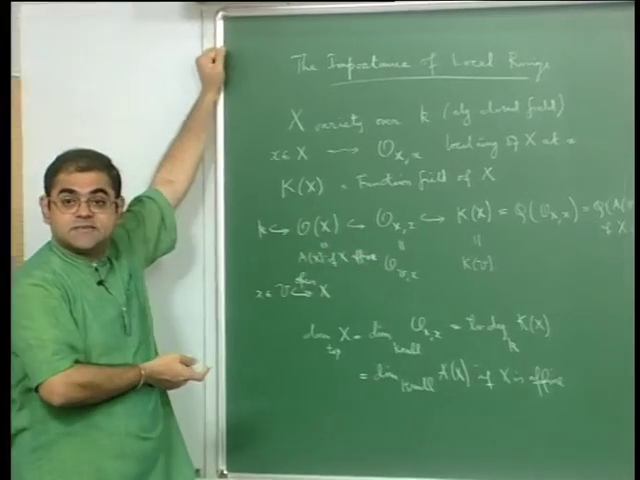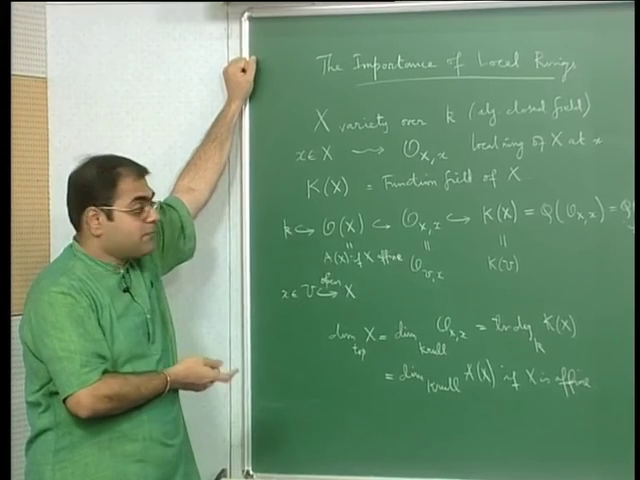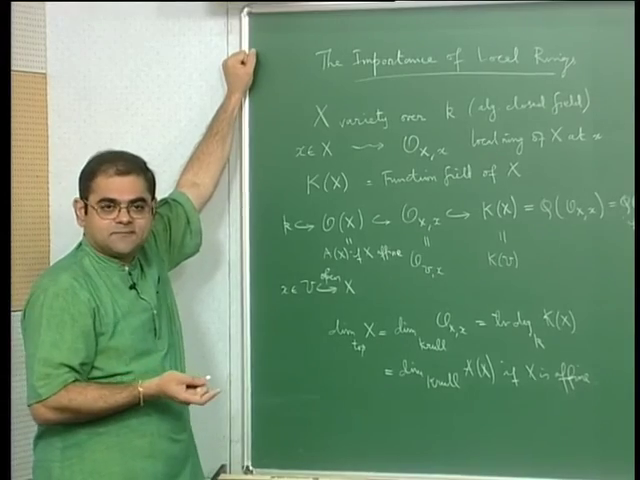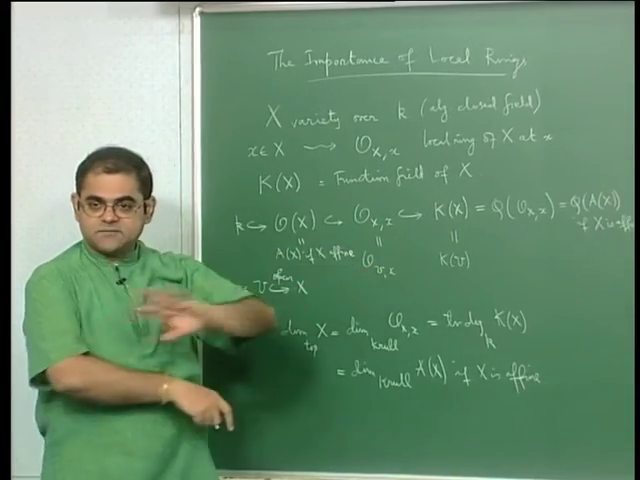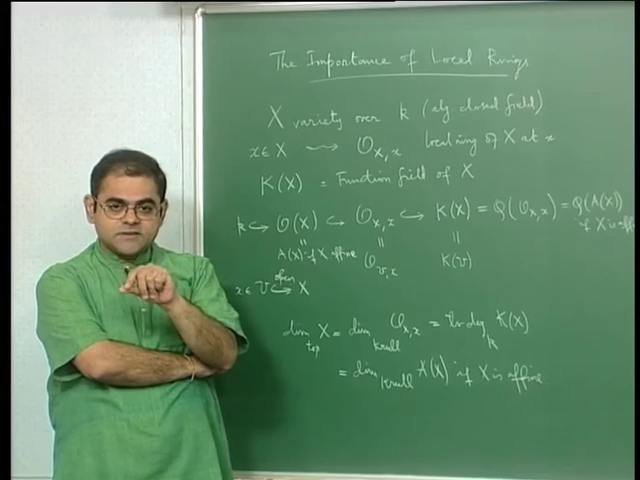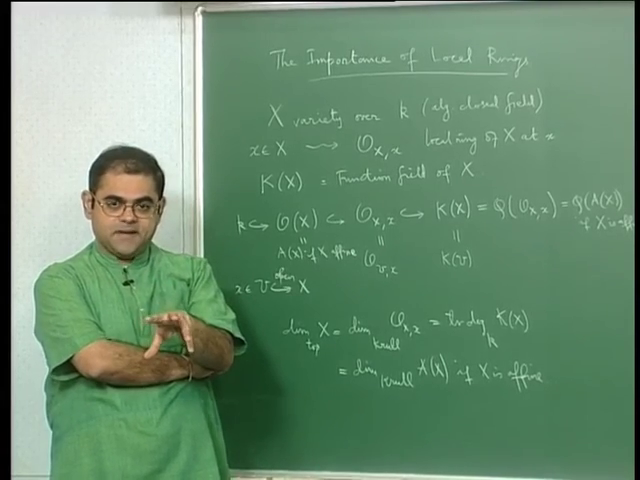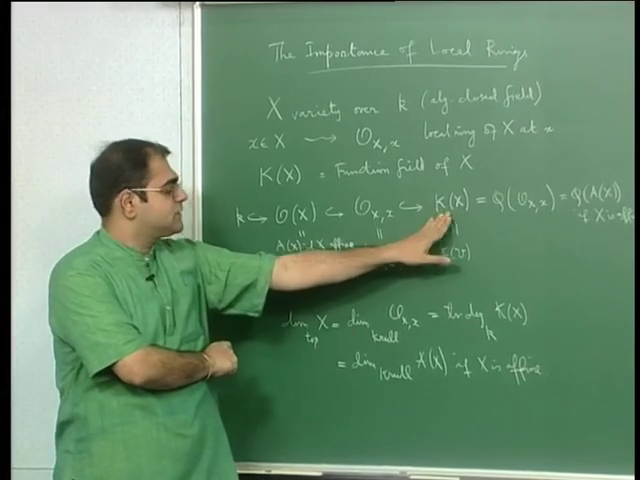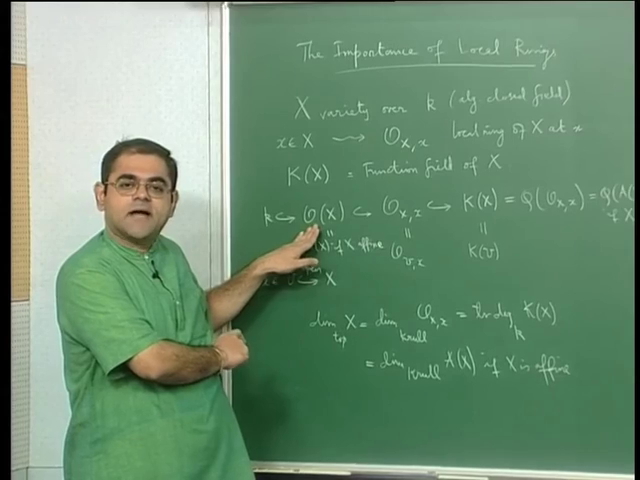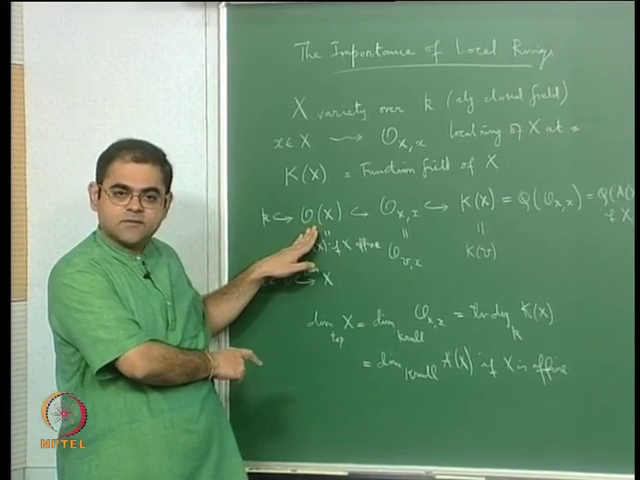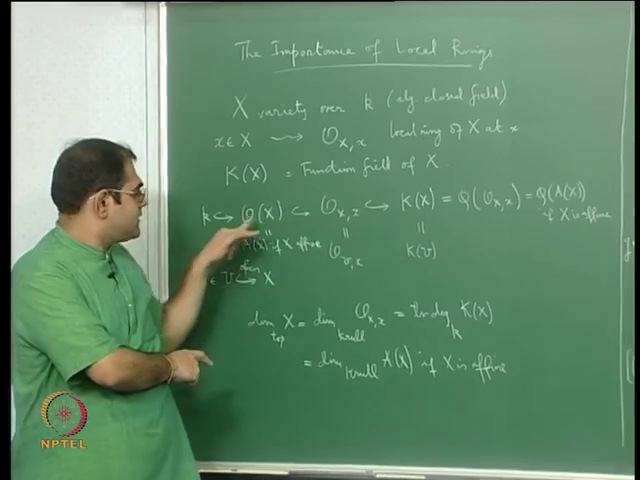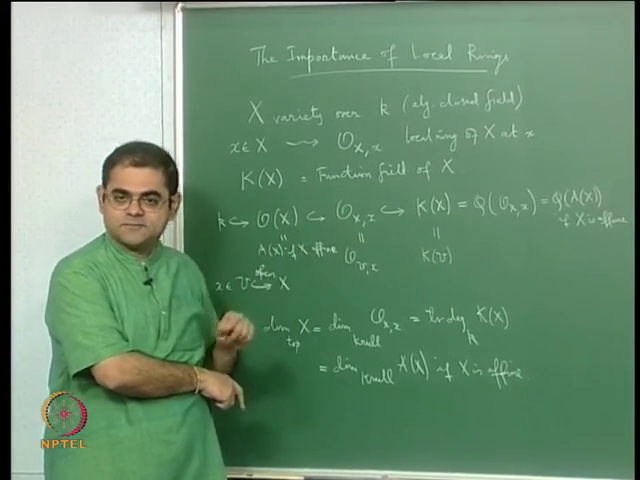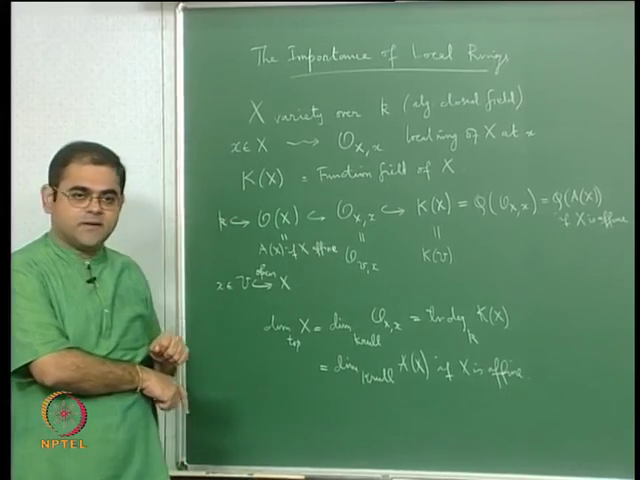Which means what I am trying to say is that the rational function is actually defined everywhere, okay. When you say rational function, a rational function is only a regular function that is defined only on an open subset. It need not be defined on the whole variety, okay. But if you ask the question, when is a rational function actually regular, the answer to that is the following. To check that something here is here, it is enough to check that it is here in every local ring, okay.